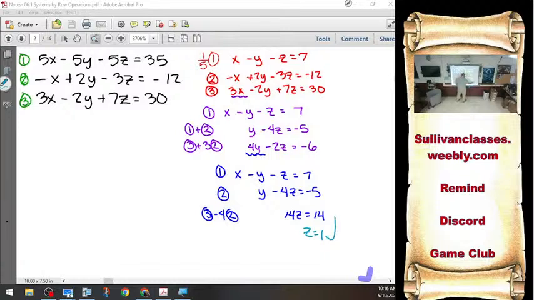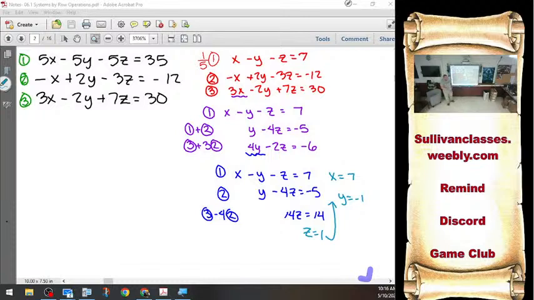Well, if I know that z is 1, go dump it into equation 2. I get y minus 4 is negative 5. Add it over, I get y is negative 1. If I know those two, can I plug them in here and get x is 7?